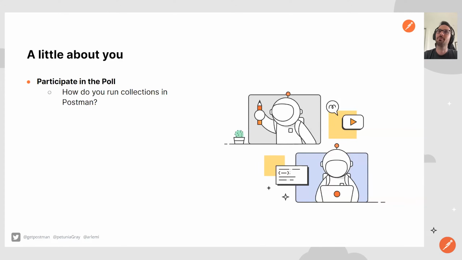And you've got a bunch of options. Again, look at your screen. Hopefully it should be prompted to you and you should be able to answer. Plenty of options. And this time we did not forget the "I don't run collections" option. So this is one of them.